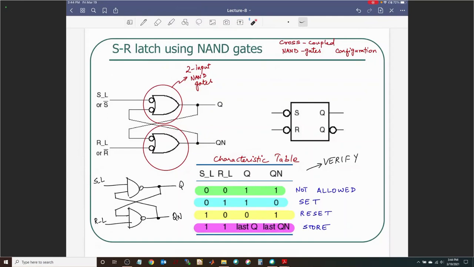exactly in the same manner as you did the NOR version, you would do the NAND version, right? So for example, you could start with the set state or the reset state, and then you try to store them, see if that works or not. And then finally, you can come into this not allowed state. You will see that Q and Qn will be 1 in that one. And then you can try to store that and you will see metastability happen there. But that's exactly how you would verify, the same way as we did the NOR version. But now you would have to be looking at the truth table for a NAND circuit instead of a NOR circuit.